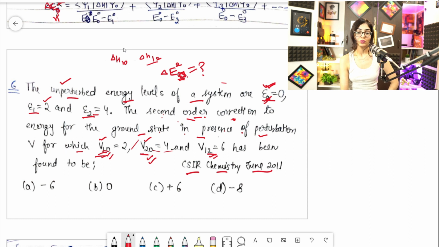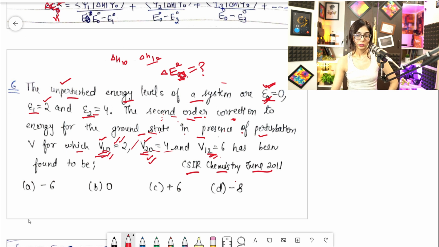So these V10, V20, V12, I mentioned that in the question, directly or indirectly, this will be given and you have to calculate something else, right? Let's see, don't get confused. I know a lot of you must be getting confused. When I tell the solution, everything will be clear, and I will not leave you with doubts. So these are the options: -6, 0, +6, -8. The ground state is given, and you need to find the second order perturbation in the ground state. Let's see what the answer is, clear?